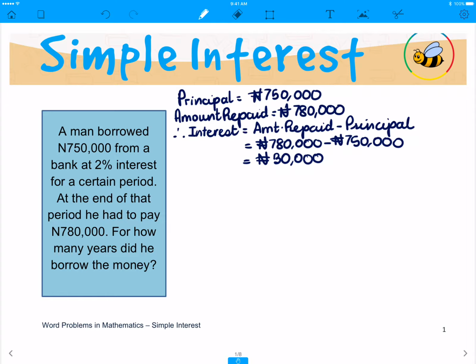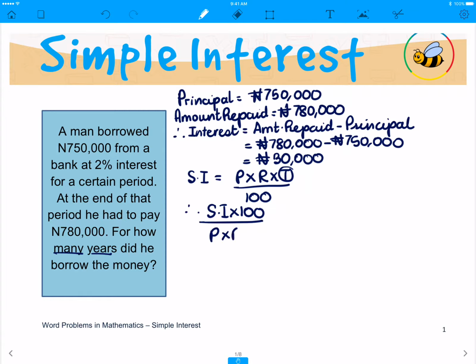Now, you know the formula for interest is principal times rate times time. So let's write out that formula. Simple interest is principal times rate times time divided by 100. It means, therefore, in this question, we are asked to find the number of years. It means we are looking for the time. It means that simple interest times 100 divided by principal times rate will actually give us the time.